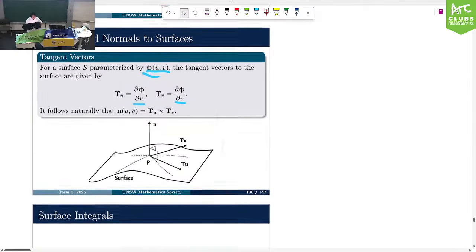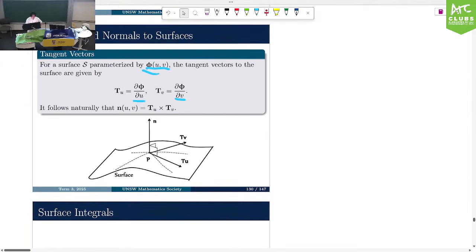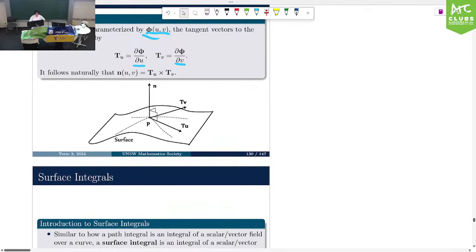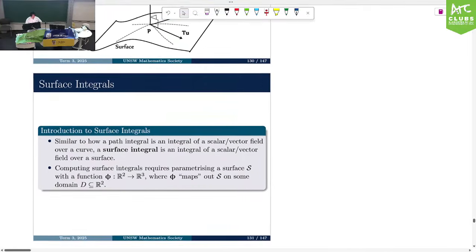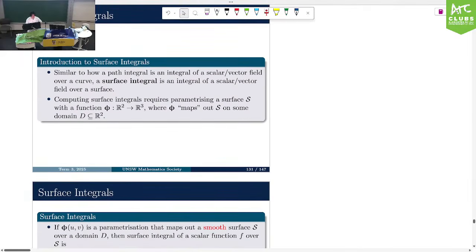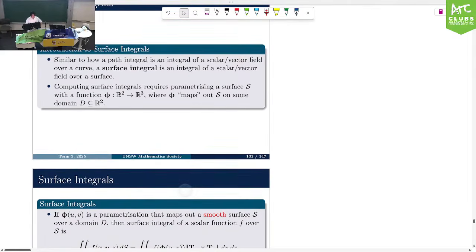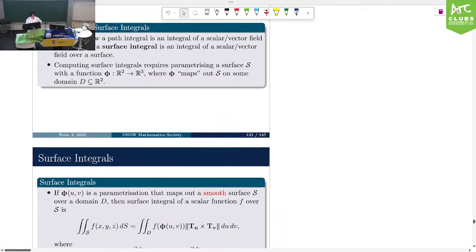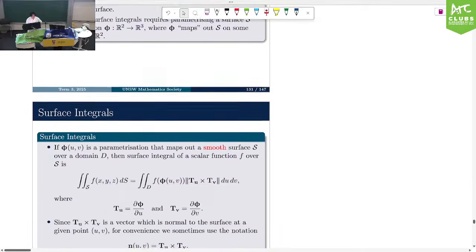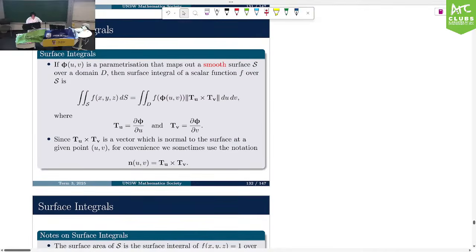Maybe blue wasn't the best color for that. And then to find the normal, we just have to cross product those two, like how you find the normal back in 1a. Shouldn't be a huge problem there. And basically we can do a very similar thing as we did with the path integrals, and we'll dive into that now.